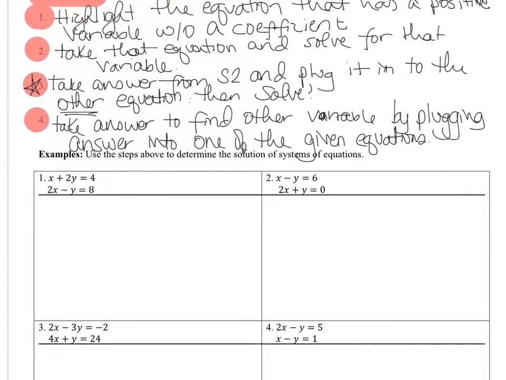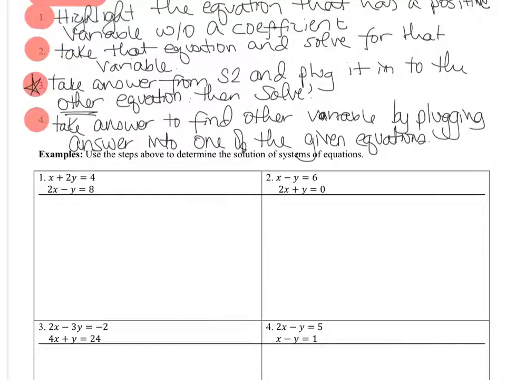Alright, so let's take a look. And my pen is really fabulous. As you can tell, my handwriting is just phenomenal here. So I'm going to take up a lot of space, but I want you to try to keep everything confined in the boxes. So we're going to focus on this first problem. Notice it's my first step: highlight the equation that has a positive variable without a coefficient.